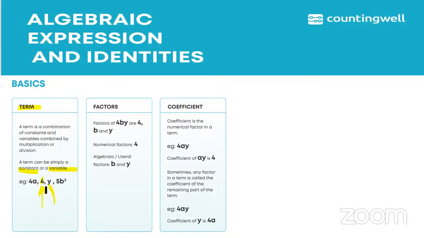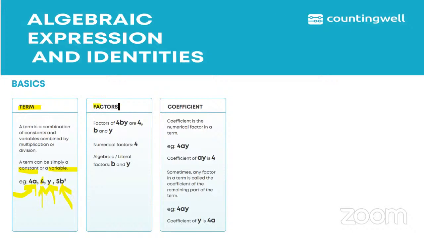Y is only a variable, so this is also a term. 5b square is a combination of variables and constants. The variable here is b and the constant is 5, so 5b square is again a term. 4a is a term because 4 is a constant and a is a variable. They both are combined by multiplication. In the case of 5b square also, they are combined by multiplication, so we have 5 into b into b.